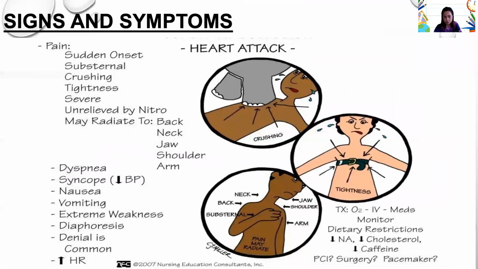So, anong signs and symptoms? Parang ganito nangyayari sa patient na may MI. Feeling mo, there is a crushing pain, there is a tightness, there is pain in your jaw, shoulder, arm, neck, back, and substernal. Pain may be radiating. Radiating, ibig sabihin is lumalakad. So, dyspnea, meron ka na hihirapan ka ding huminga, syncope, decrease yung BP mo, nausea, vomiting, extreme weakness, diaphoresis, ibig sabihin excessive sweating, denial is common, and increased heart rate.